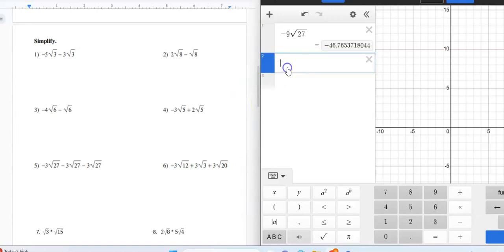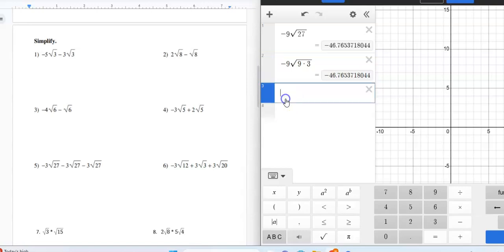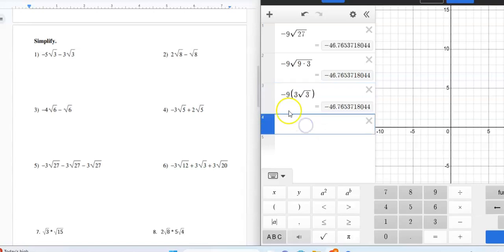But 27 is something we can simplify, because 27 is 9 times 3. And we can get the square root of 9. The square root of 9 is 3. So a 3 now comes outside of the square root symbol, and what's left on the inside is that 3 we did not actually get the root of. And then I can do negative 9 times 3, and that's the answer. And one way to check your answer is to notice that all of them actually equal the same thing. So this would be negative 27 rad 3.